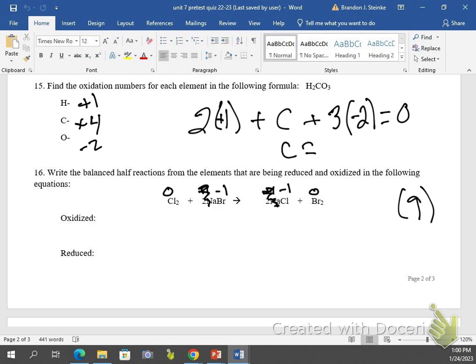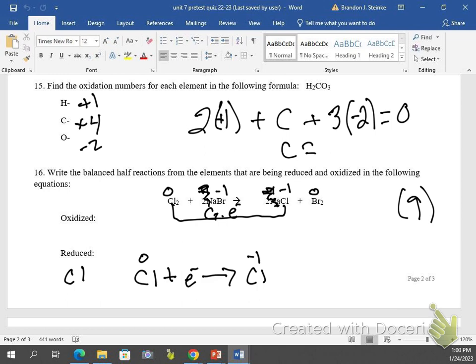Then I look at chlorine. Chlorine goes from 0 to -1. Well, how did it do that? That means it gained an electron, right? So which one's gaining? Reduction is gaining. Reduction is gaining. That means chlorine is what's being reduced. When I write this, chlorine starts off as 0, and it gains an electron, to form chlorine -1.